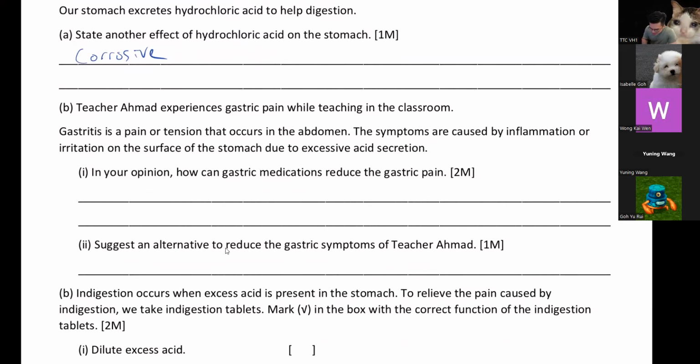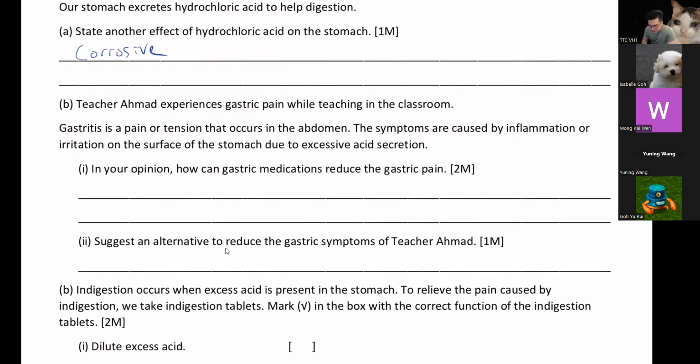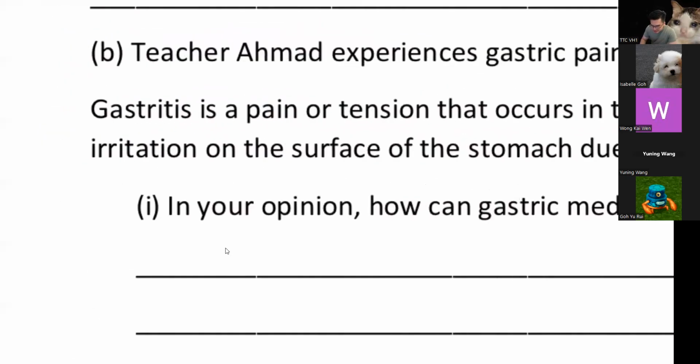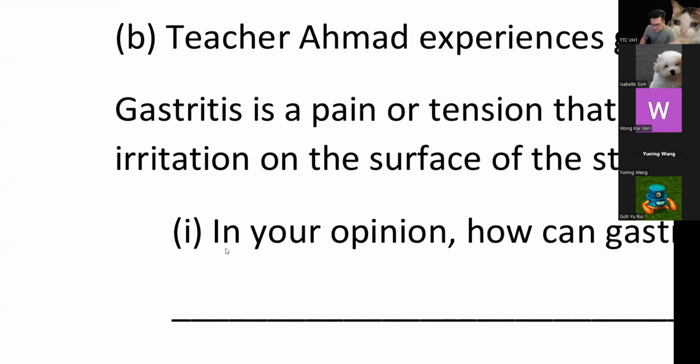So Teacher Ahmad experiences gastric pain, gastritis. We call it gastric pain lah, but the scientific name of the disease is called gastritis. Guys, let me tell you something. Next time, whenever you see the word itis, that means it's an inflammation, as in swelling, right? When you see itis, you know it's swelling.